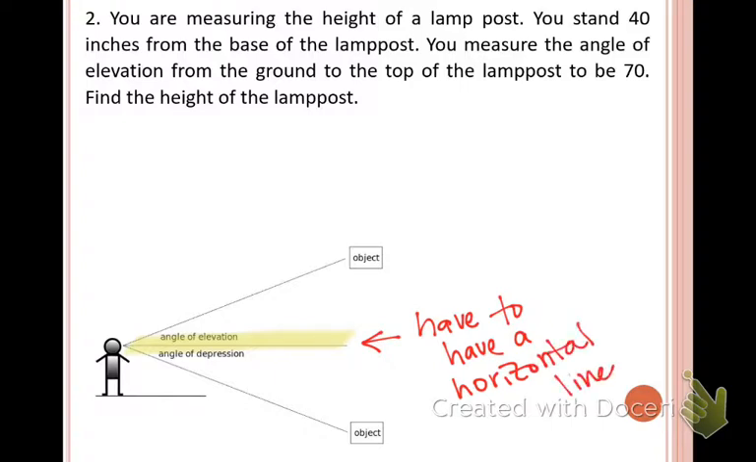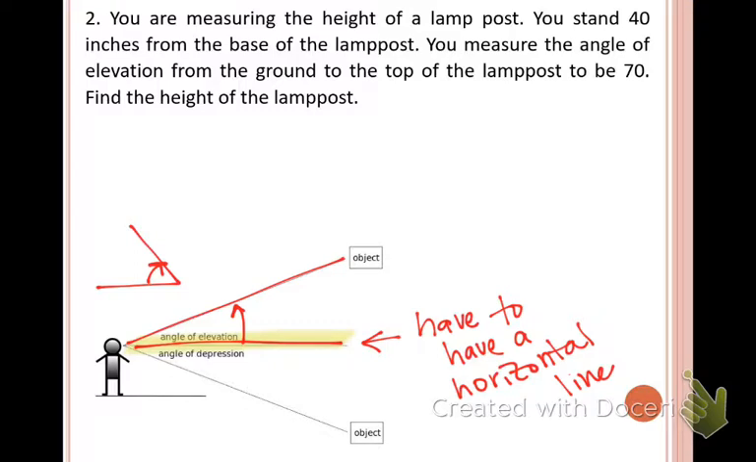So in order to have an angle of elevation or angle of depression, you must have a horizontal line. Angle of elevation will open upward from the horizontal line. So it could look like what's on the screen, or it could open up the other direction. So this would be an angle of elevation from a horizontal line opening up.